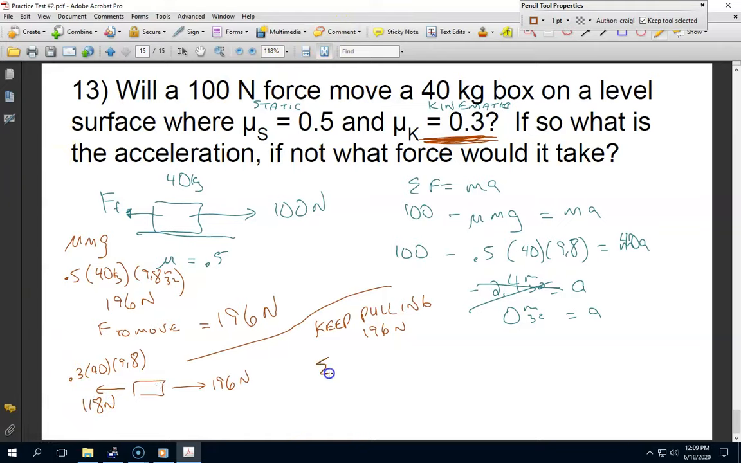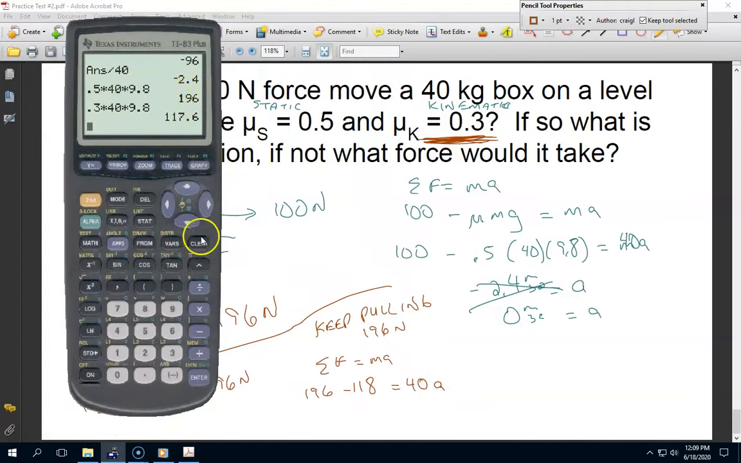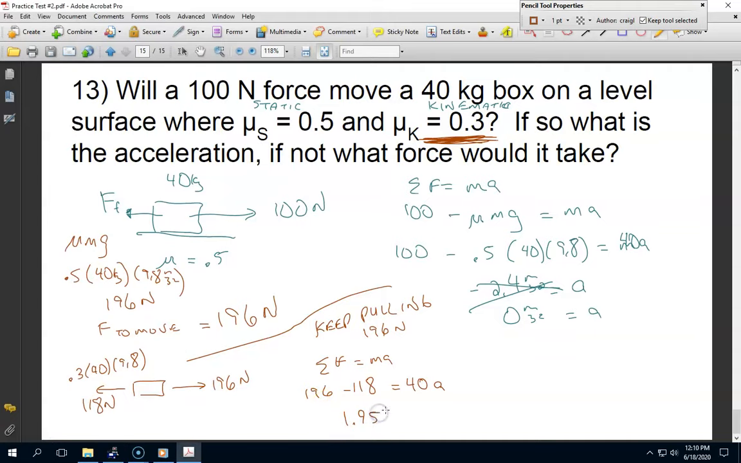So when I look at this one, the sum of the forces equals mass times acceleration. We're always coming back to Newton's law. I've got 196 minus 118 equals the 40 kilogram box times a. So if I take 196 and subtract the 118, putting in parentheses to make sure all that subtraction happens before I divide by 40, my acceleration is 1.95 meters per second squared, if I keep pulling as hard as it took to get the thing moving in the first place. All right, and that's the last one finally.